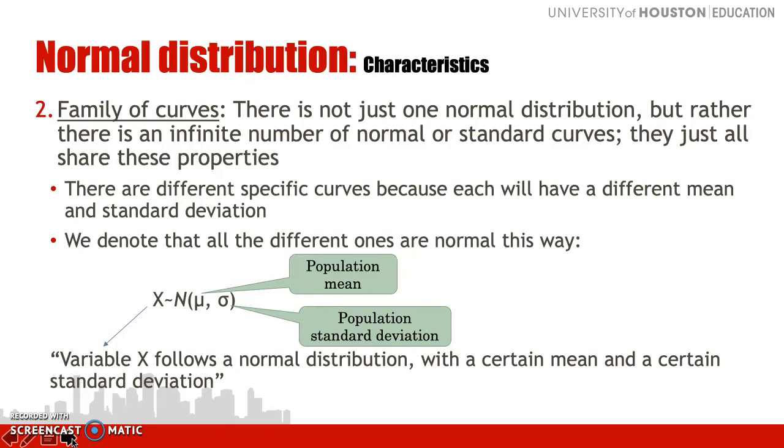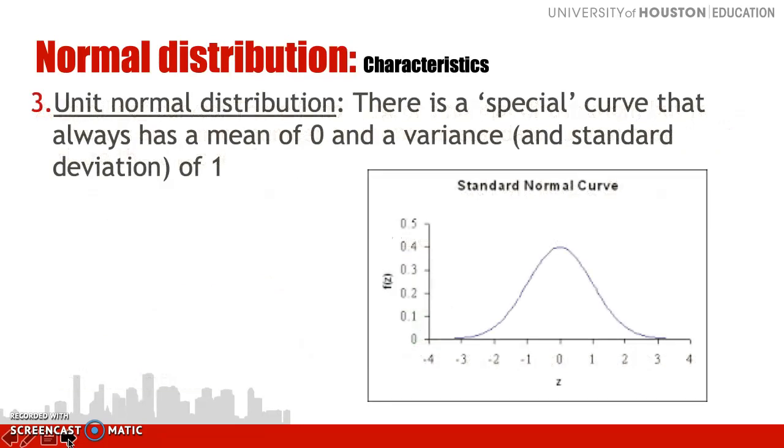And we have a fancy denotation, of course, to describe a normal distribution. And it is X follows a normal distribution with a certain mean and a certain standard deviation. So that's what that means. If you see that in a textbook or in a paper, then you can remember this amazing slide and know what it meant.